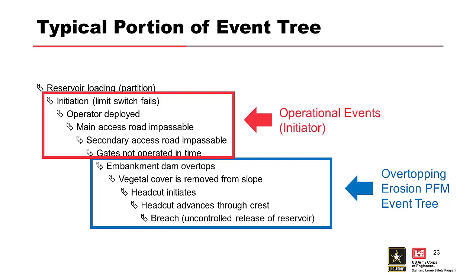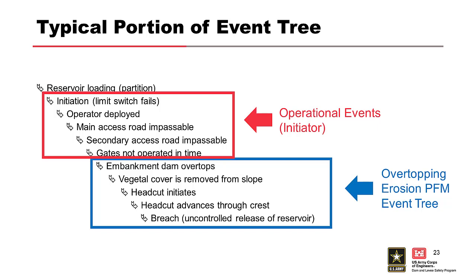So now switching gears to event trees. Operational issues are usually the initiator of a potential failure mode and thus are placed at the beginning of an event tree. They can impact peak stage and flood frequency and can be incorporated into the results of a fault tree analysis.